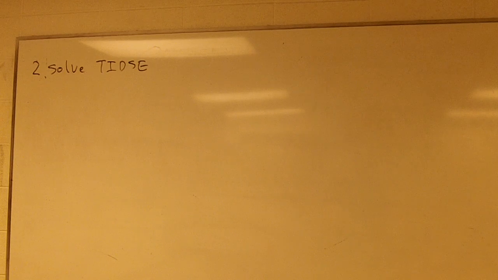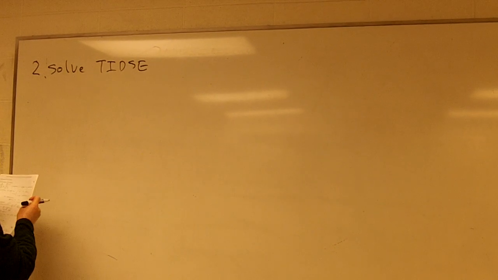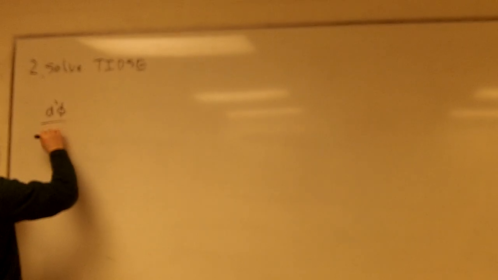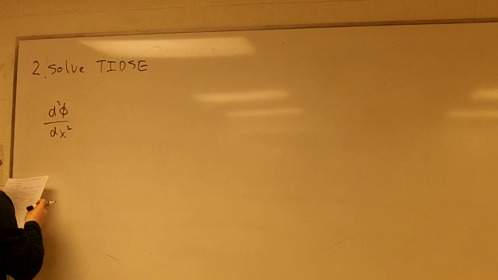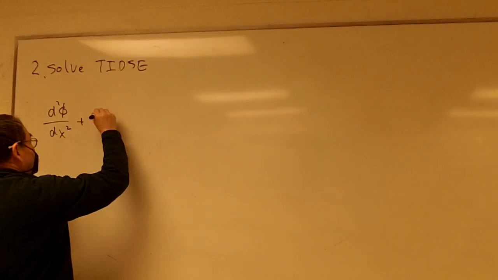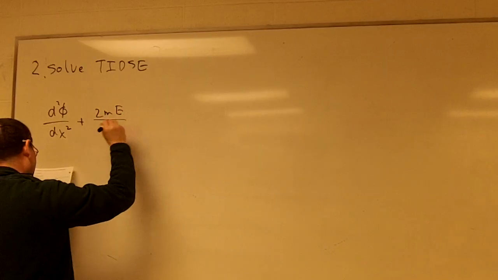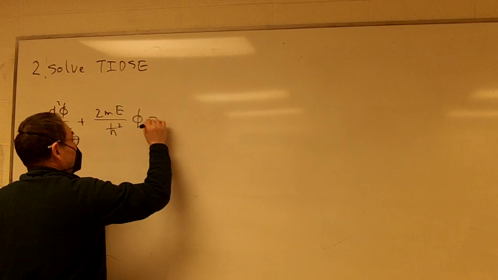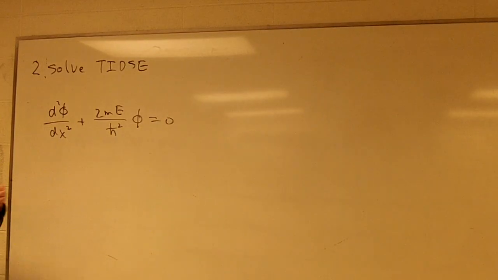So let me check it. Okay. So we solve the time independent Schrödinger equation. We already have the equation. Let me write this down for you guys. d squared phi over dx squared, and we have 2 m e over h bar squared, times phi, equal 0. So this is a term which we have.